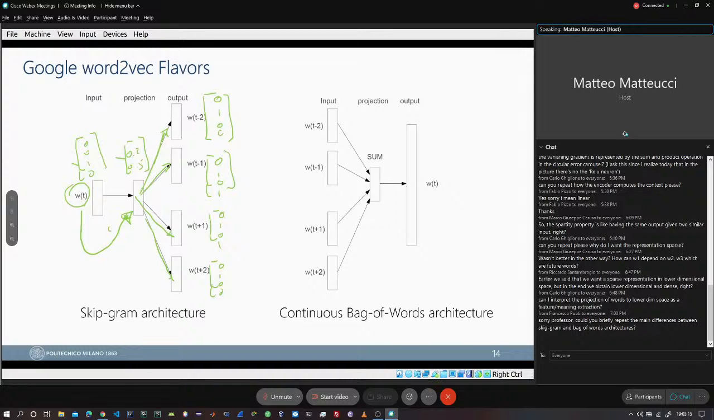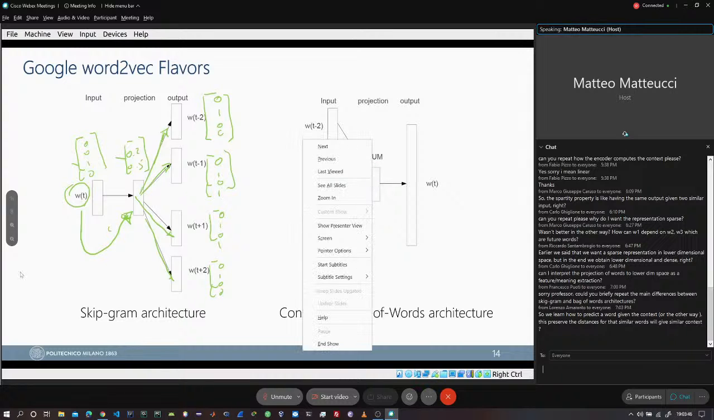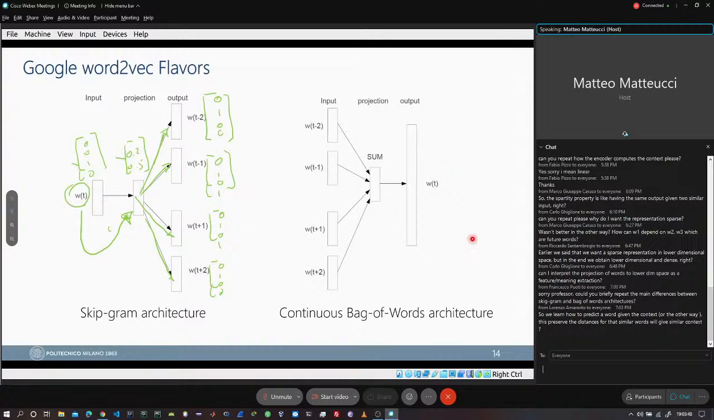The same thing is done here. The only thing is that instead of starting from the word you are interested in encoding, you start from its surrounding, you encode each of them and you compute the average of their encoding and you get your word. Basically what happens is that a word is represented by the average of their surrounding. Hope this answers your question.